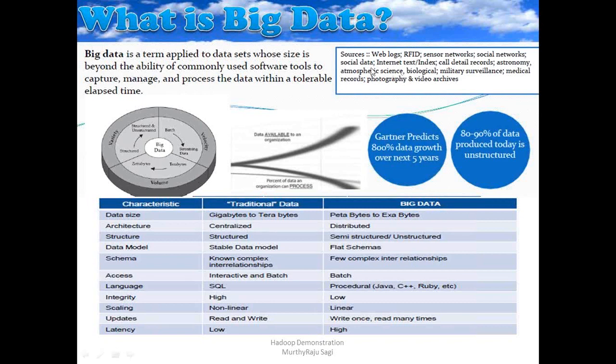If you see here, Gartner says that data is growing very fast. In the next 5 years, it's going to reach 8 times the data we are currently seeing. And most of the data being generated is again unstructured. So this is a general definition, and we are going to discuss the characteristics and everything in detail in the first course.